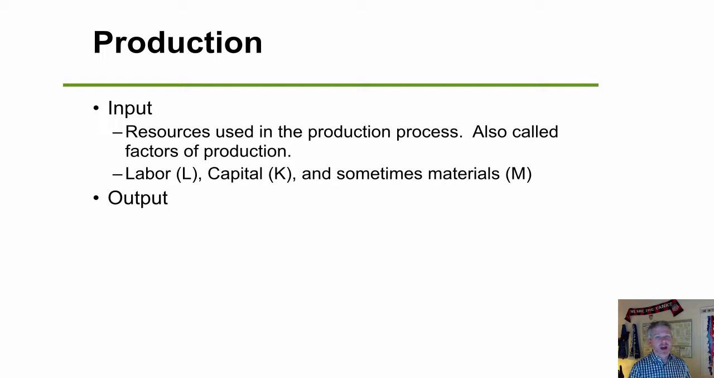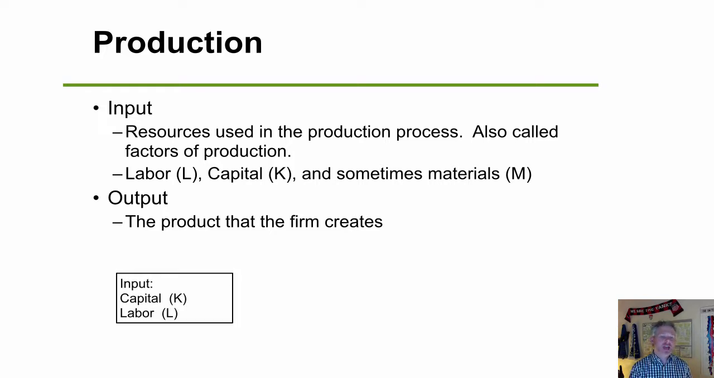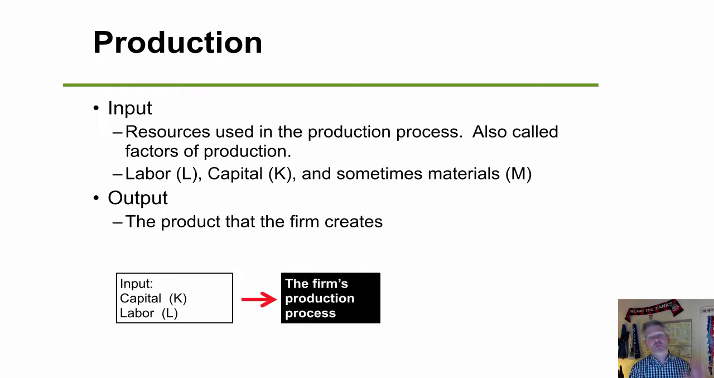So the firm hires labor, it buys or rents capital, it takes those raw materials, and it turns them into their output, all right? So the output is the product that the firm creates. So inputs, capital and labor, the firm puts them into their production process, whatever that is. Right now it's literally a black box for us, and they get outputs, which we're going to label output by Q, capital gets a K, and labor gets an L.